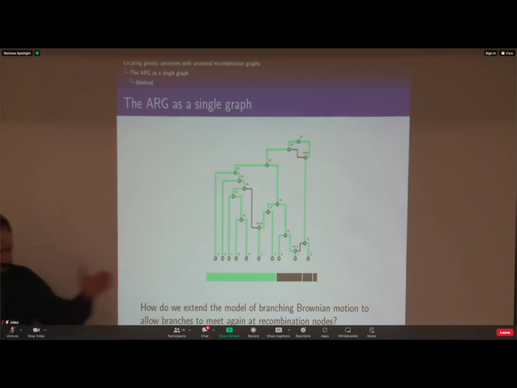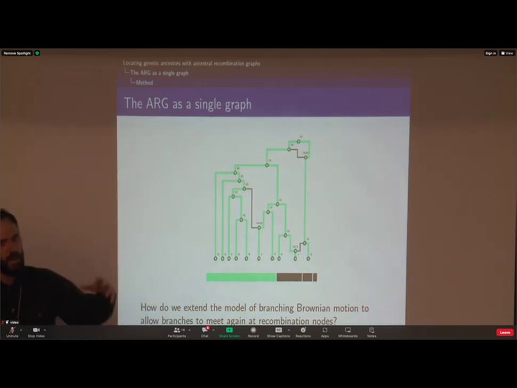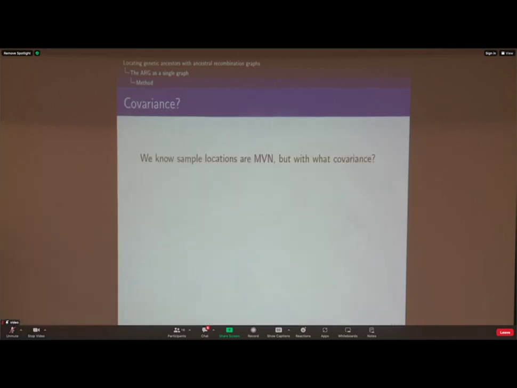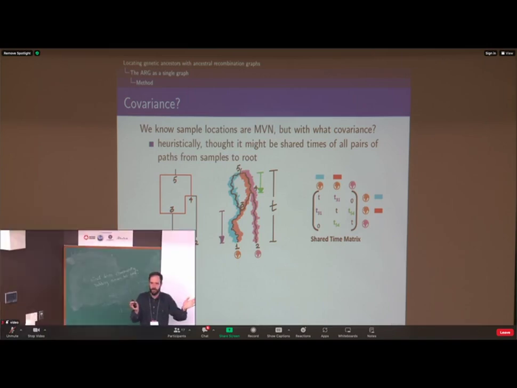How do we, instead of dealing with the trees, deal with the whole graph? How do we model spatial movement on the actual graph object rather than on the trees? Because we're modeling Brownian motion, we know the sample locations are going to be normally distributed. We just don't know what the covariance of the sample locations will be. Heuristically, from the beginning, Ben and I thought, let's do the same thing we were doing for the sample lineages, the shared times, but for all unique paths in the ARG.